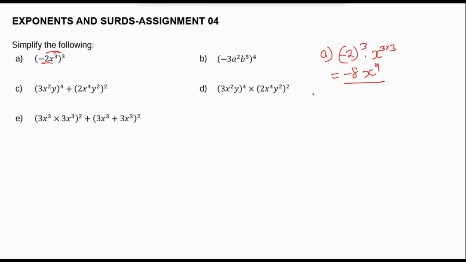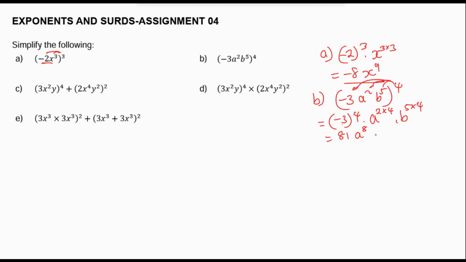Right, and then for b we have negative 3a squared b to the power 5, all this raised to the power 4. Again, we distribute the exponent. It becomes negative 3 to the power 4 times a squared times 4. We're distributing this exponent like this, and then times b to the power 5 times 4. Then what you get, negative 3 to the power 4, that is 81. So 81, then a to the power 8, and b to the power 20.